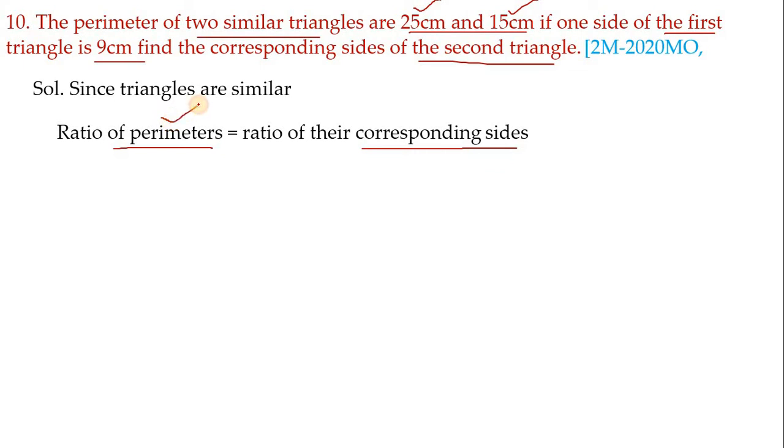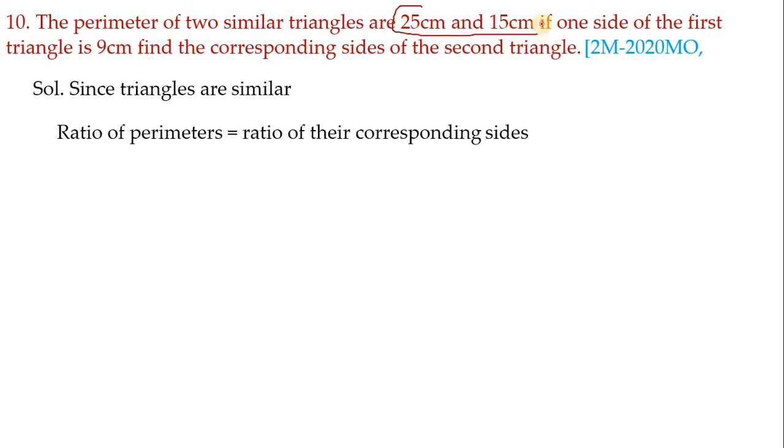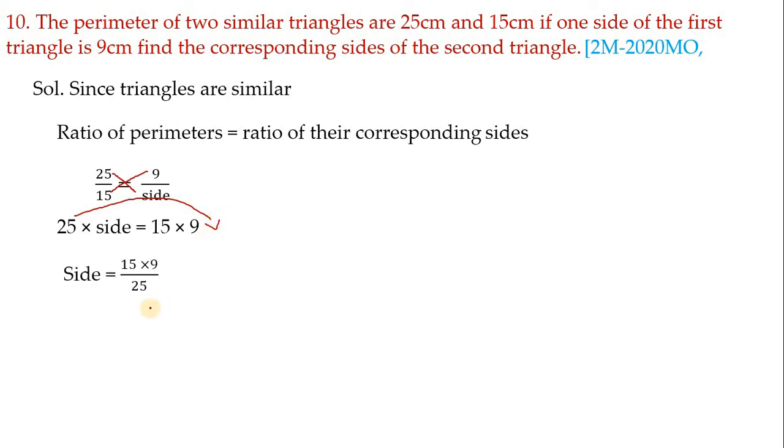Now let us write perimeters in ratio form, because the perimeters they have given here are 25 and 15 cm. So write 25 by 15, and first triangle side is given, that is 9 cm, hence write 9 here, and the second triangle side we have to find, let it be side x. Next let us do the cross multiplication: 25 into x and 15 into 9. We have to find x, hence transfer 25 to this side, and we get x equals 15 by 9 by 25.